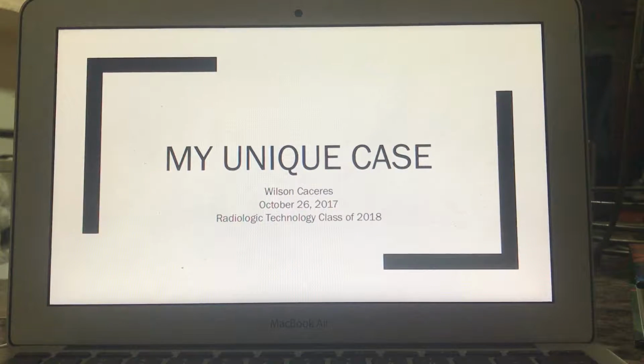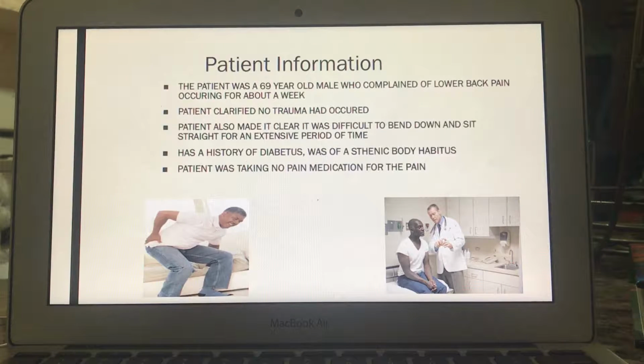I was at a clinic, and even though I saw many unique cases with a lot of really interesting things, this was the one that I chose for my presentation. Now, before I get into it, I'm just going to give some brief patient information.